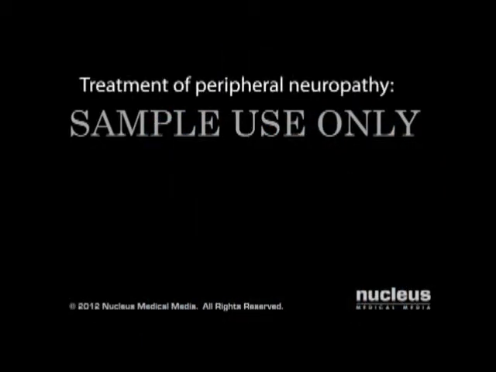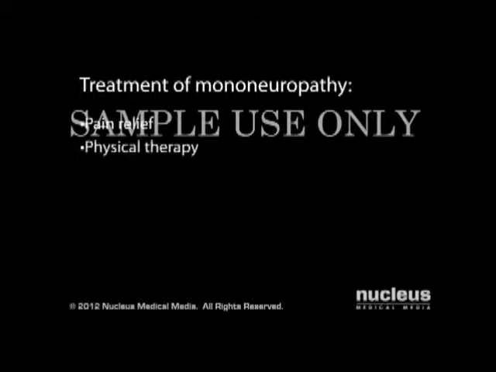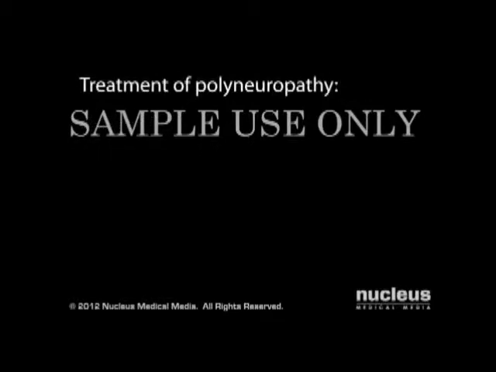Generally, treatment of peripheral neuropathy is aimed at treating the underlying cause and providing symptomatic relief. If you have mononeuropathy, you may receive pain relief medications, physical therapy to maintain muscle strength, or surgery to release compressed or entrapped nerves. If you have polyneuropathy, your doctor will treat the underlying disease to prevent further damage to the nerves. He or she may recommend pain medication to relieve your symptoms.